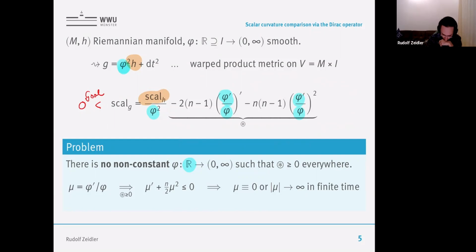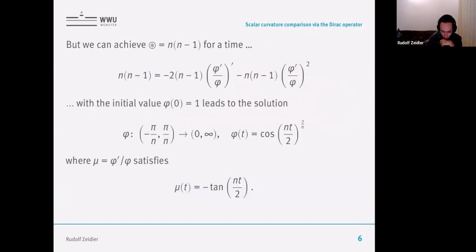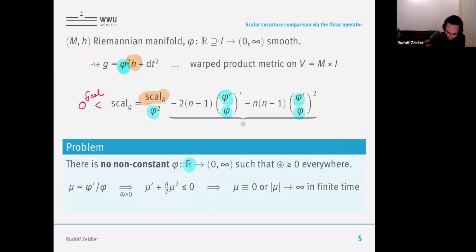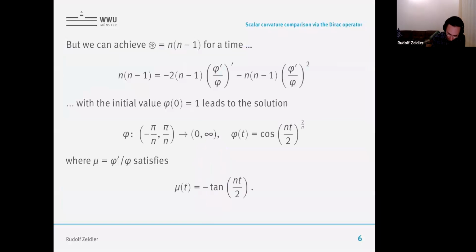And you can do that explicitly and you get an exact solution. So let's set this expression we had here equal to our favorite constant, n times n minus 1. And we can solve that. So this is, again, an exercise in ordinary differential equations.